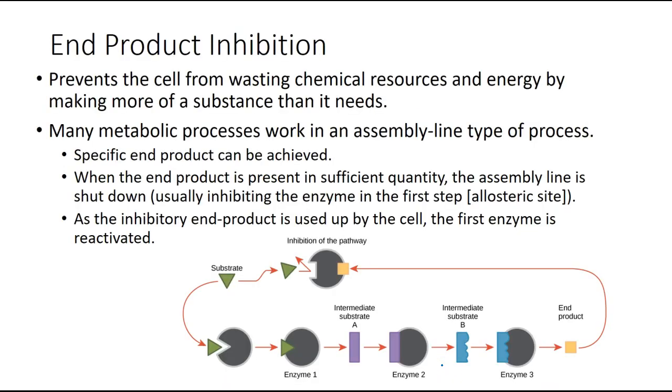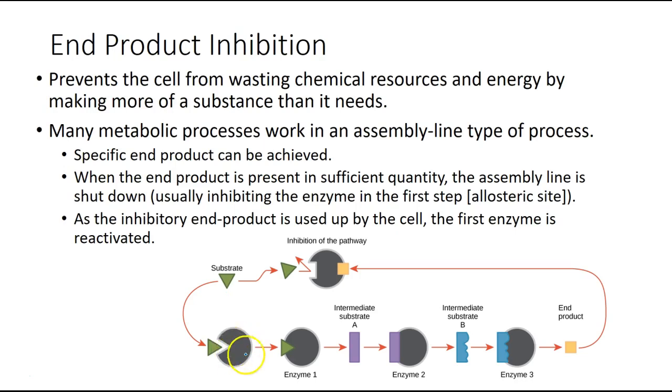Last thing we're going to talk about is end product inhibition, which is basically taking this competitive or non-competitive inhibition and adding it to what we already know of metabolic processes or metabolic pathways, and looking at how metabolic pathways as a whole can be impacted by non-competitive inhibition. So this is a diagram to show you what an enzymatic activity or a metabolic process looks like.